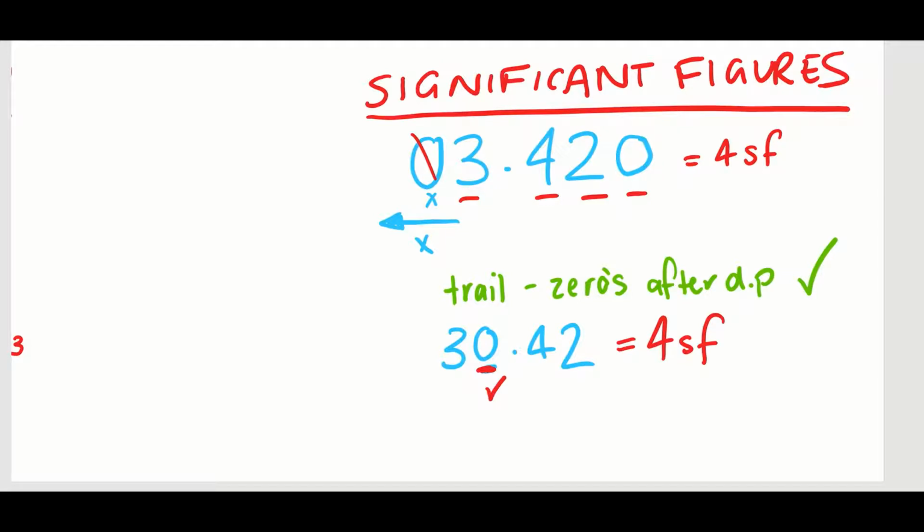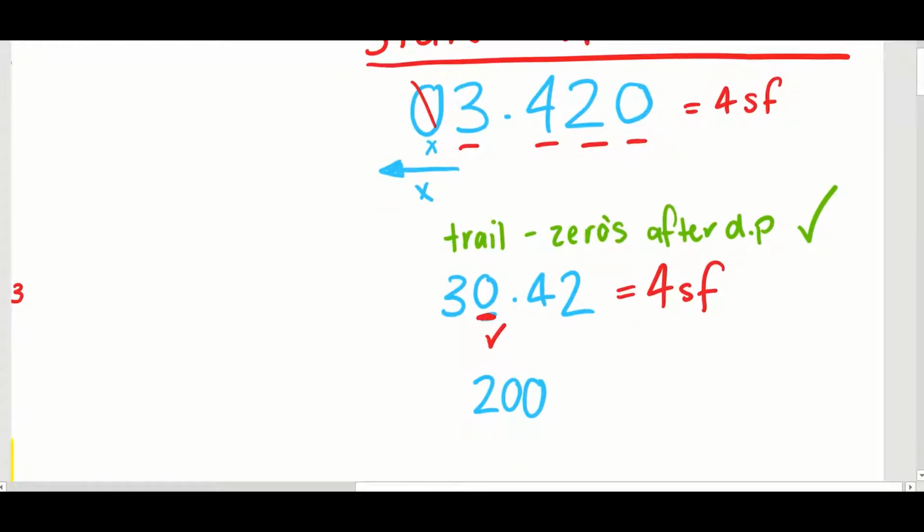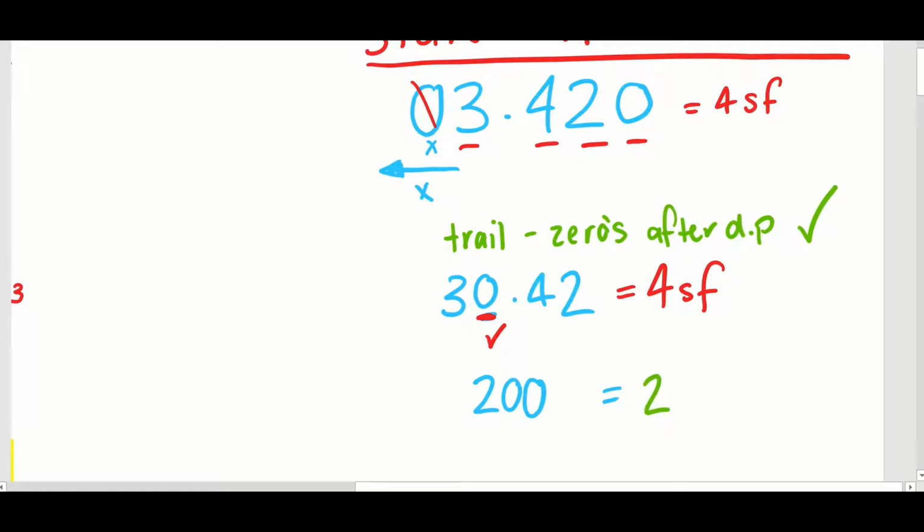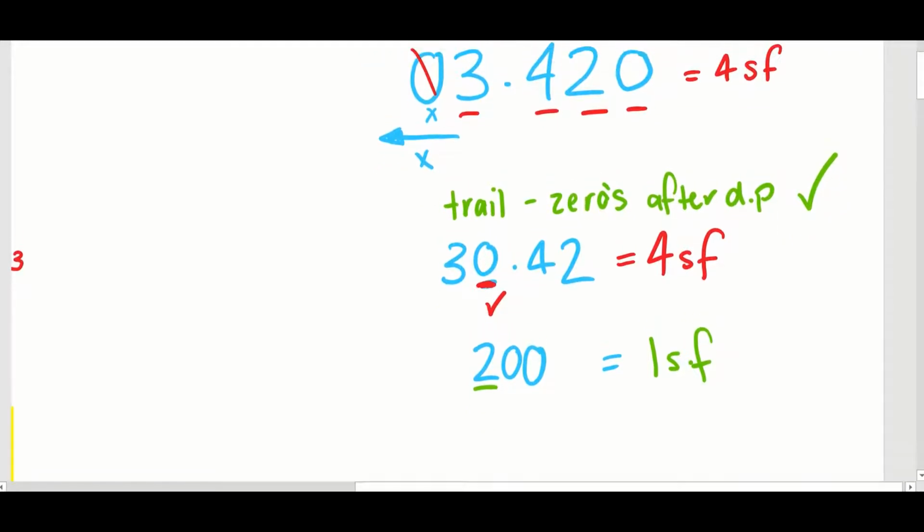But then, just to make it a little bit more confusing, what about the number 200? How many significant figures? Well, 2. Oh, sorry, not 2. 1 significant figure. Yeah, I know. So the rule is you count zeros if they are in between.